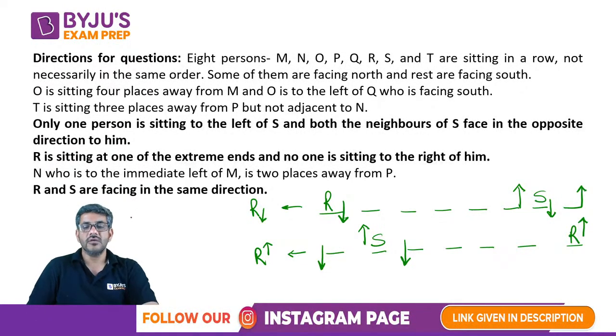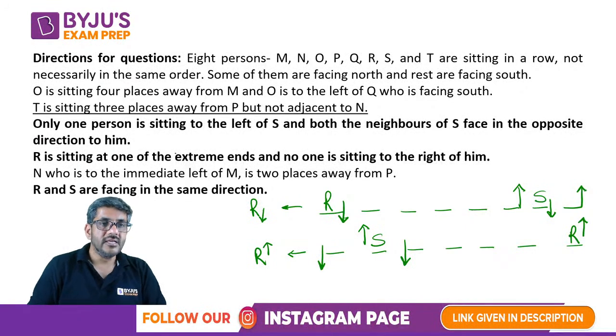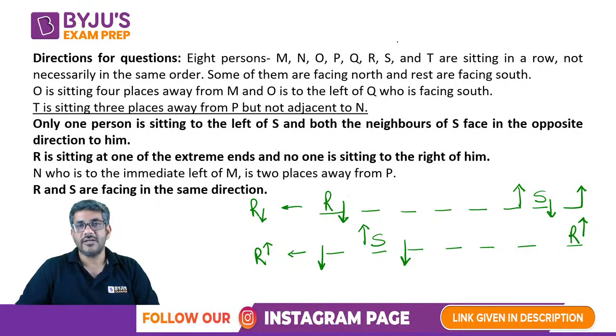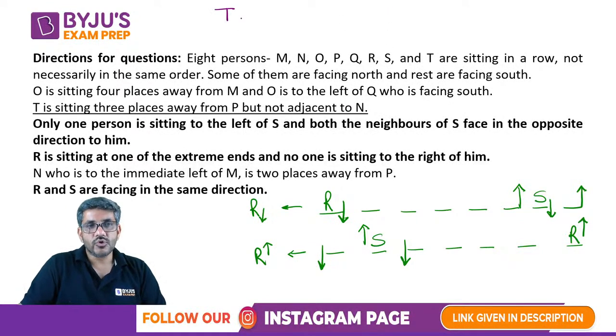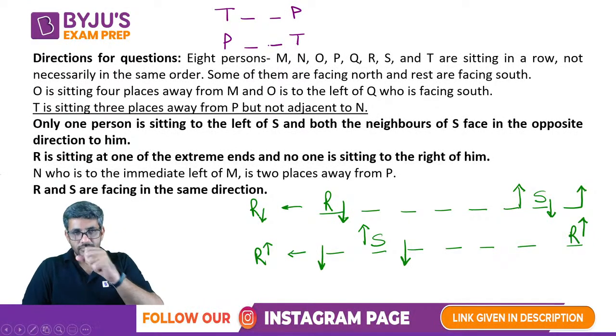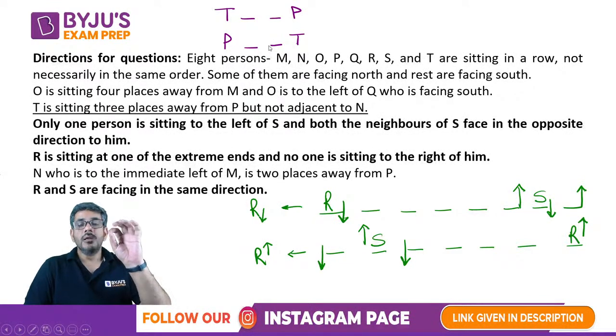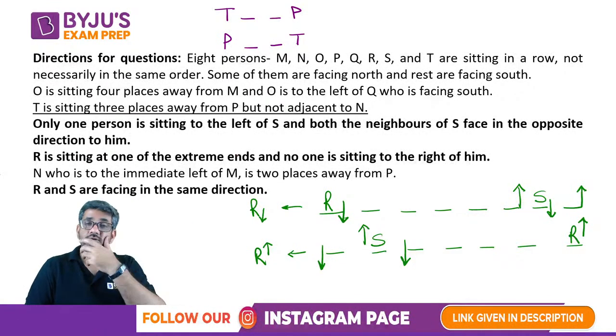Let's have a look at those. The next statement I'm going to use is: T is sitting 3 places away from P but not adjacent to N. Now T is sitting 3 places away from P. So one possibility is this, and another possibility is this. T is sitting 3 places away from P but not adjacent to N. So T is not adjacent to N, meaning I cannot have N over here.